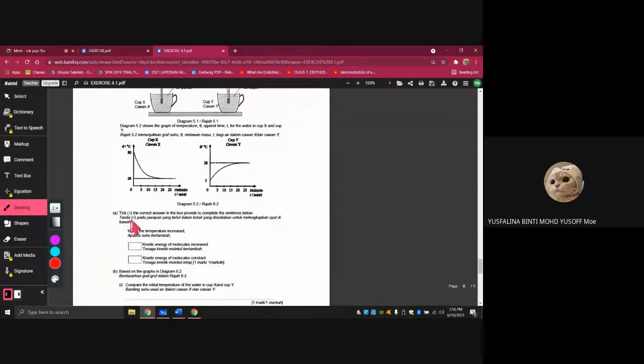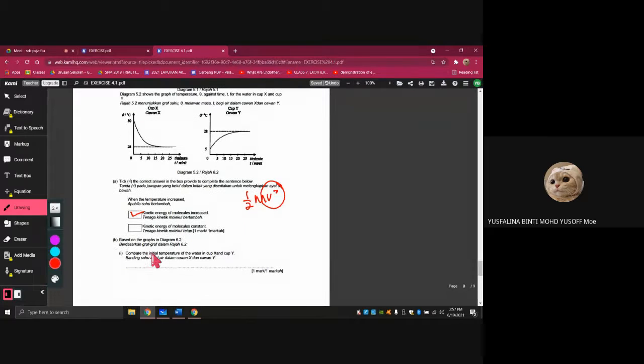Okay, the next question asks, tick the correct answer in the box provided to complete the sentence below. So when the temperature increases, what will happen to the kinetic energy? It will increase. It will move faster. If you give heat energy to the molecule, it will move faster. So when it moves faster, it means the speed is increased. And for the kinetic energy, half mv square. So when the speed is increased, the kinetic energy also increases.